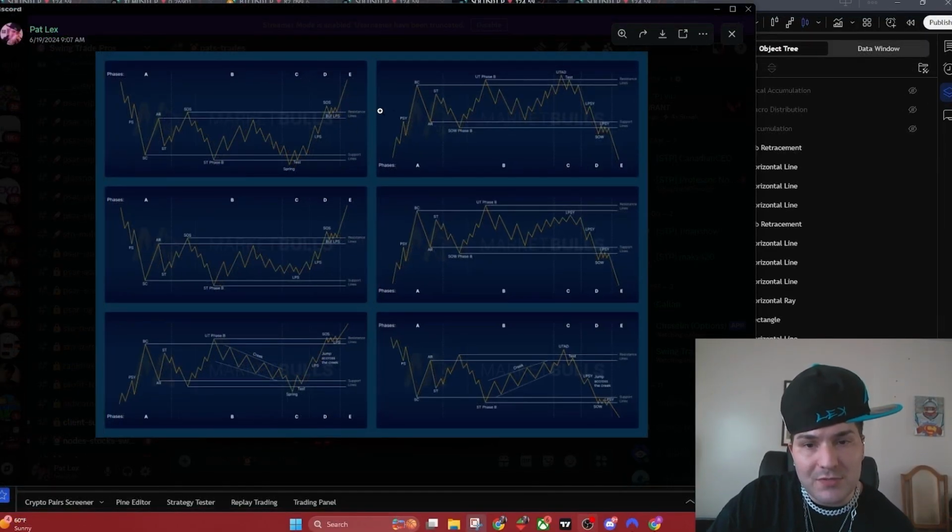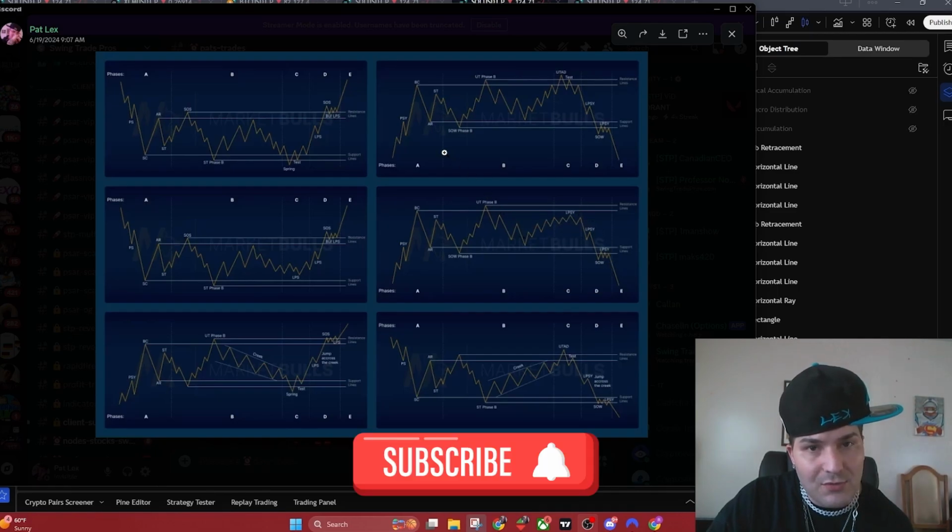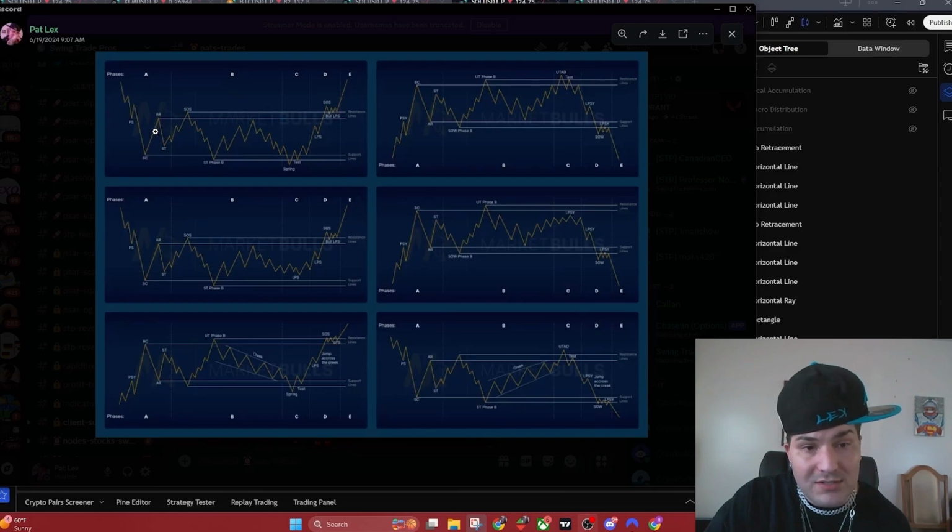Now, when you have a distribution that's up here, this is a distribution 1, this is a distribution 2. And again, it's the same as an accumulation. The only difference here is that you're going to have a UTAD that comes up and takes out the highs of the range, and then here it's not going to come up and take out the highs. It's just going to be the last point of supply, and it's going to go and dump. So those are the two main distributions you want to look out for. The main ones you're going to see are the accumulation 1 and the distribution 1.